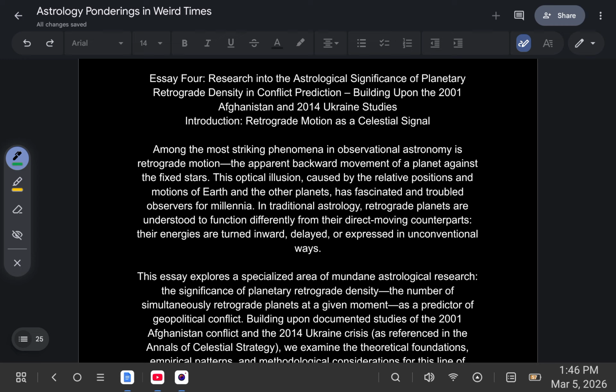Welcome to research into the astrological significance of planetary retrograde density and conflict prediction, building upon the 2001 Afghanistan and 2014 Ukraine studies.